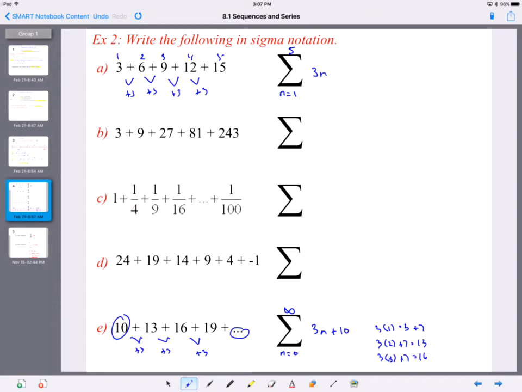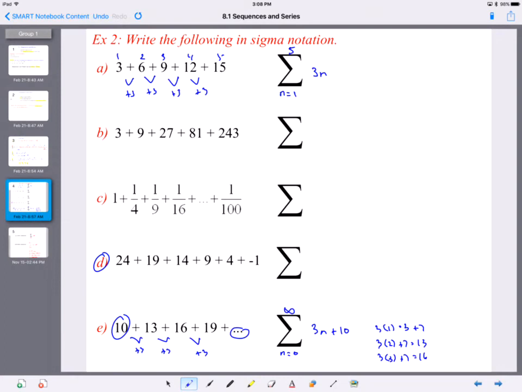So maybe stop the video and try B, C, and D on your own. There is one more repeated addition. So you can look at D, that's another repeated addition problem. And then B is actually a multiplication, so we'll talk about that one. And then C is kind of a special one. It's not addition or multiplication. So maybe try D on your own, and then we'll look at B.